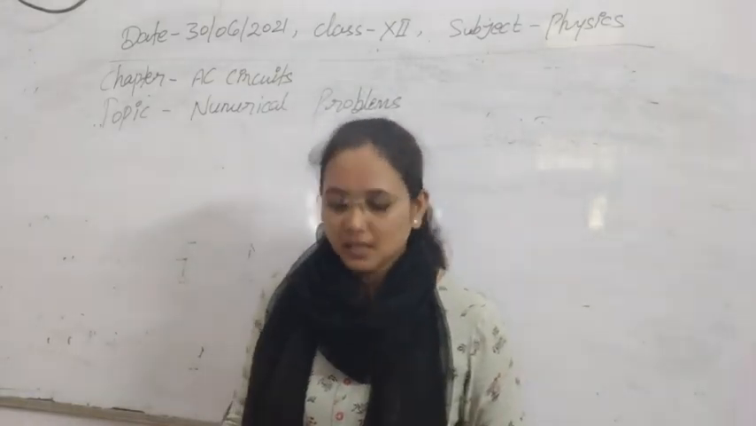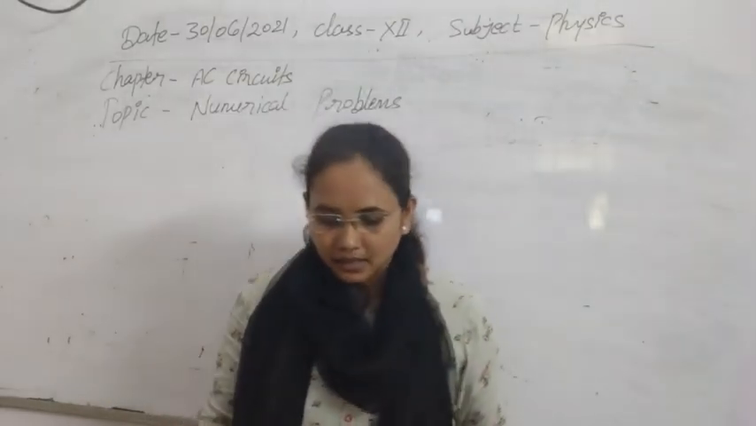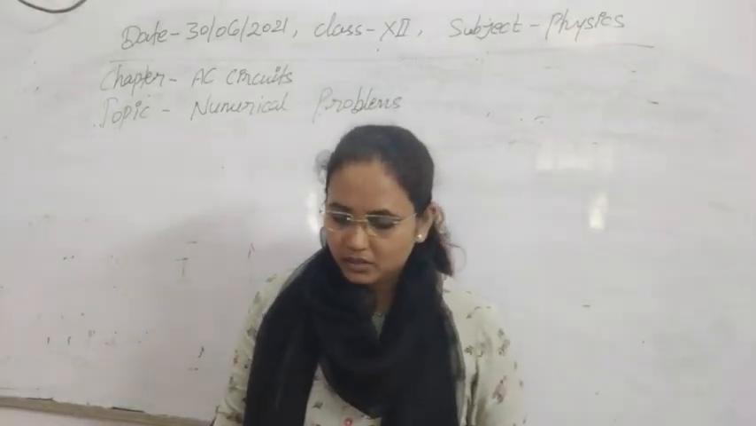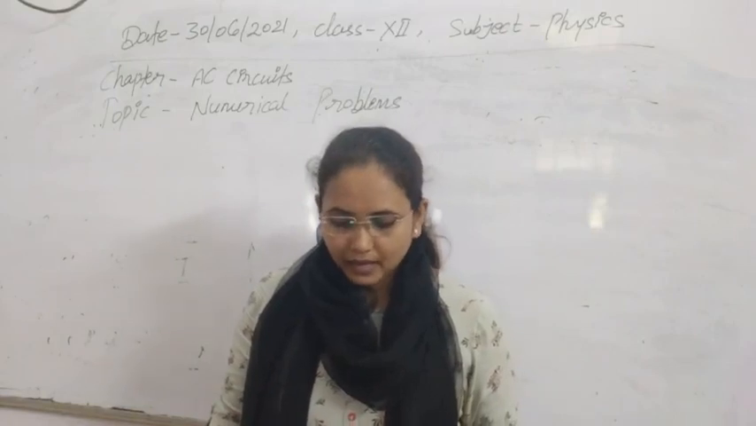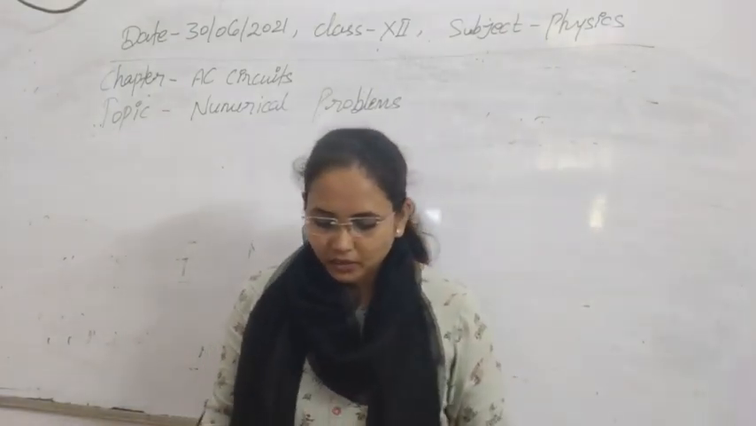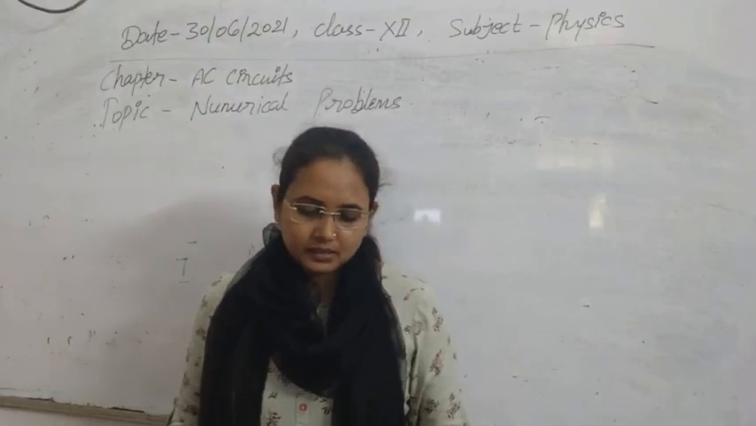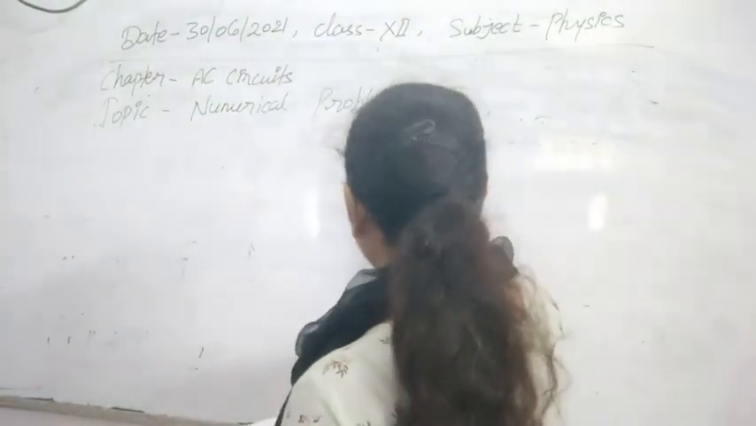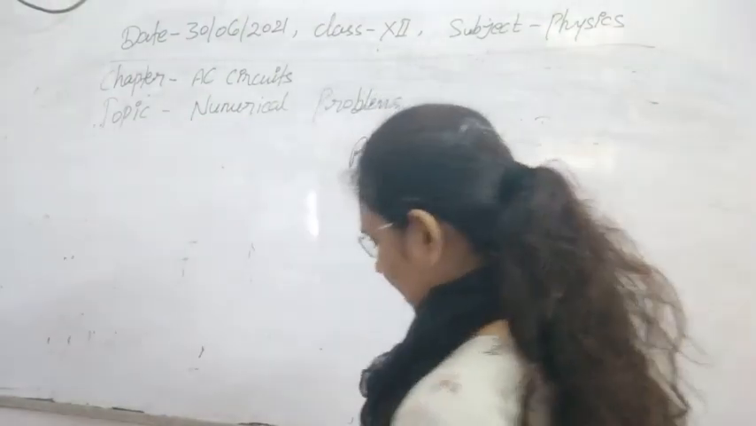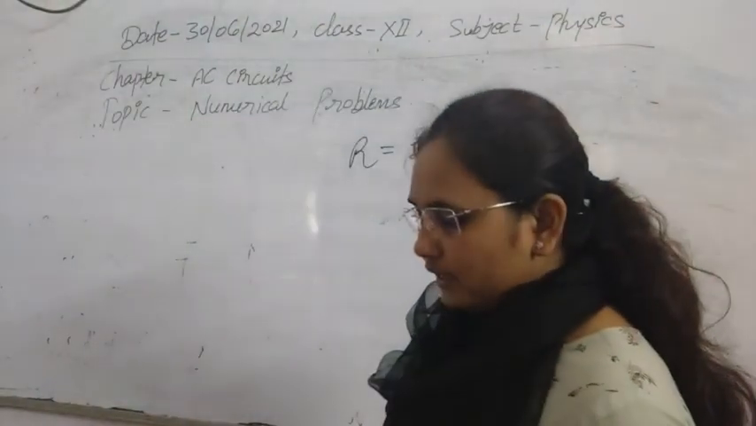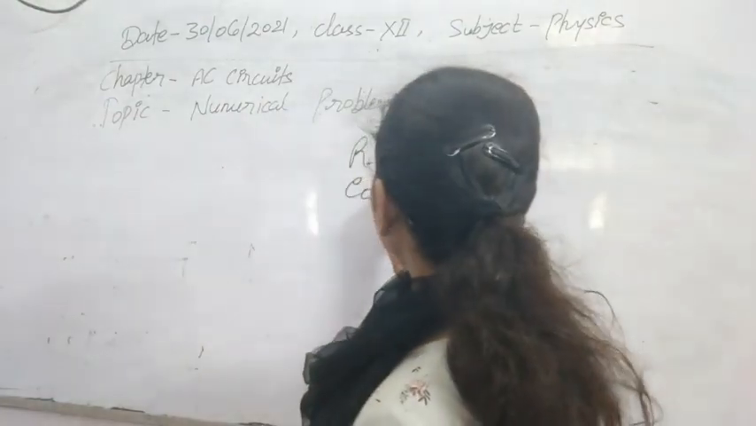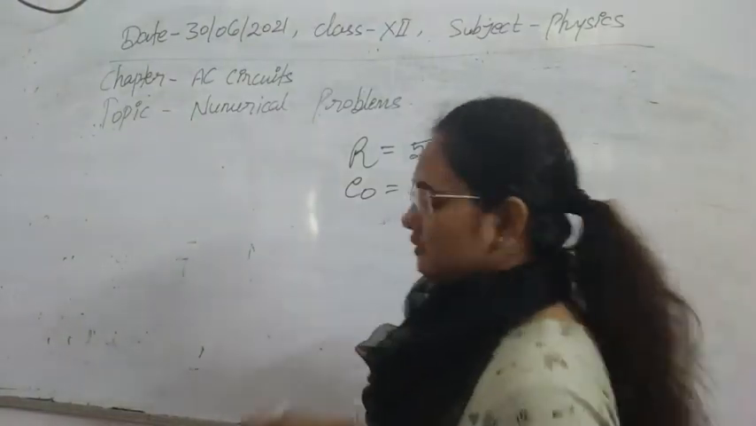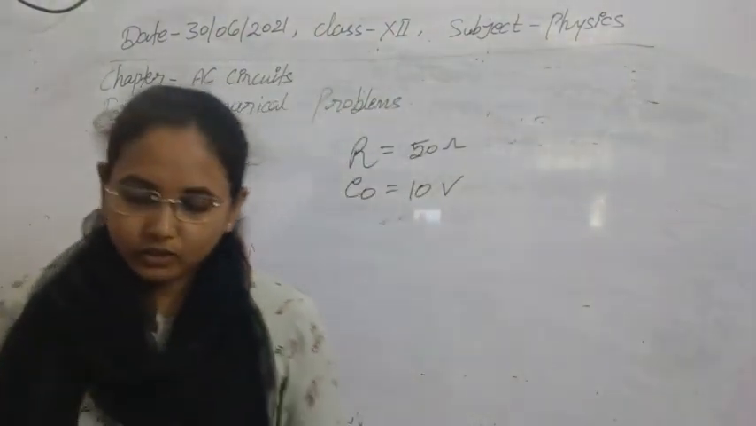help of these formulas. So the first numerical we have is: the peak value of an alternating voltage applied to a 50 ohm resistance is 10 volt. Find the RMS current. So here a resistance is given to us, the value of R is equal to 50 ohm, and the peak value of alternating voltage is given. Peak value we denote by E0, and its value is 10 volt. Next we have to find out the RMS current.